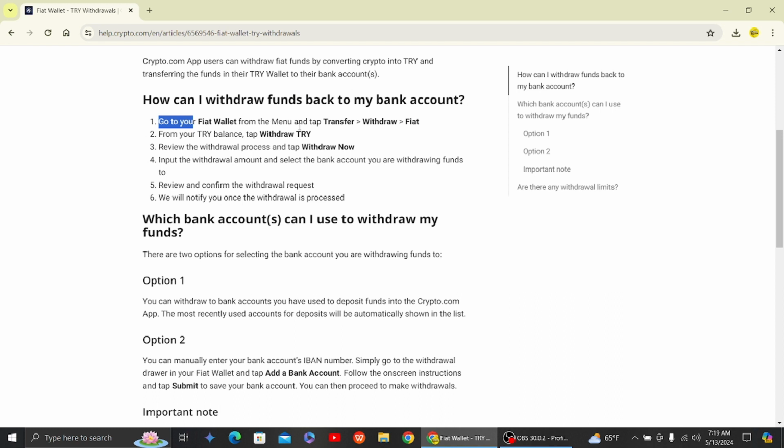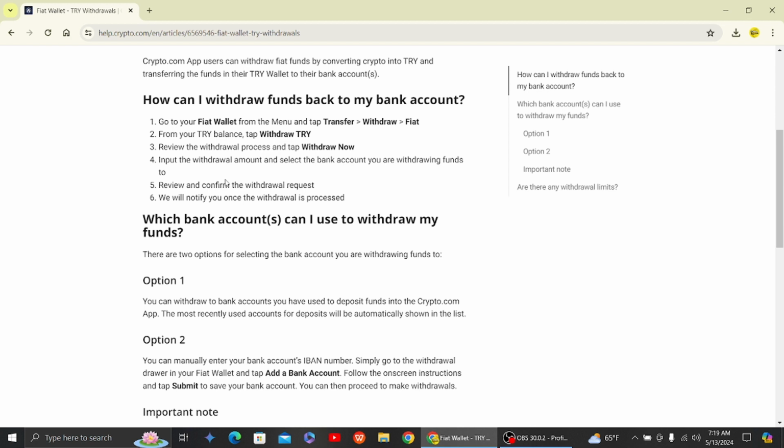First, what you have to do is go to your wallet and tap on transfer, withdraw, or fiat. Now, from your TRY balance, tap withdraw TRY, then review the withdrawal process and tap on withdraw now.